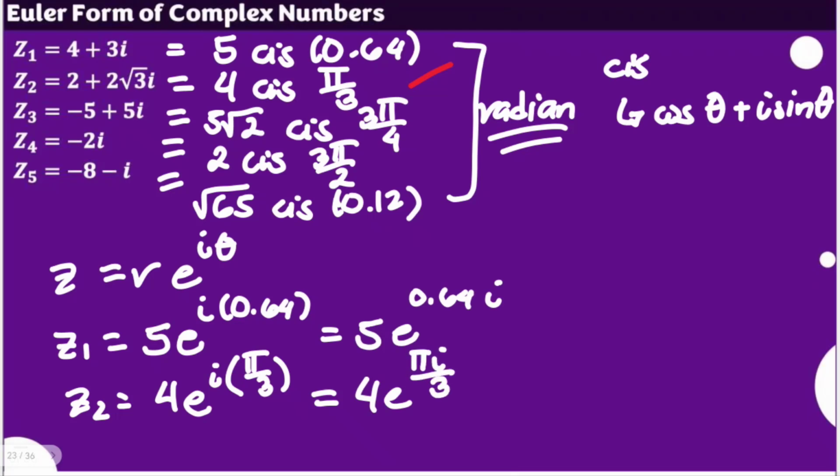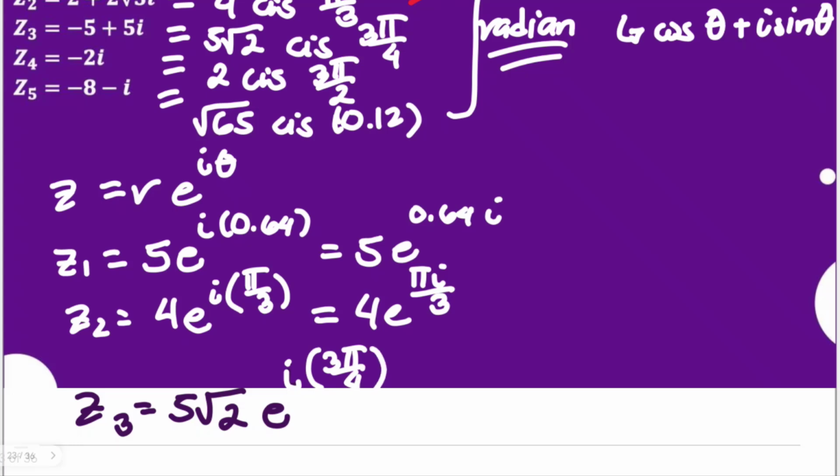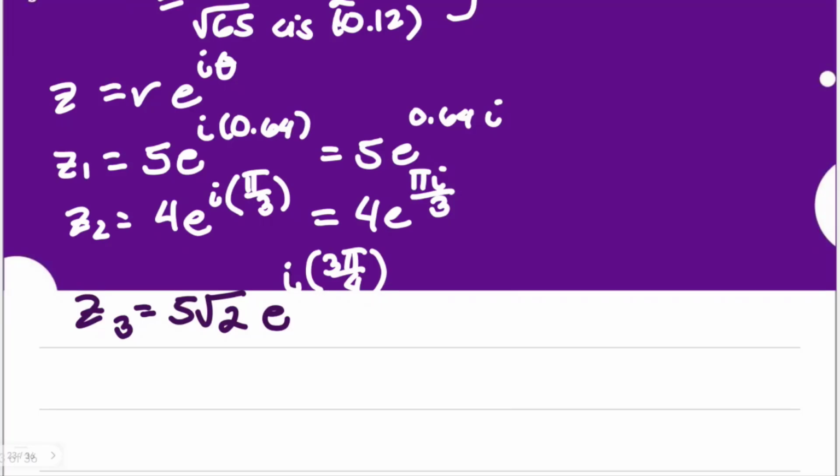Okay, now let's proceed with the next. For our z sub 3, our r is 5 square root of 2, e to the power of I, and then our angle is actually 3 pi over 4. So you can rewrite that, hopefully you can see it here, as 5 square root of 2 e to the power of 3 pi I over 4.